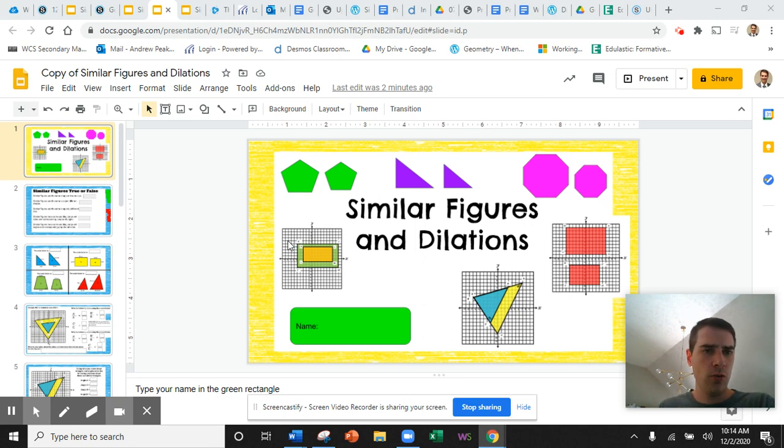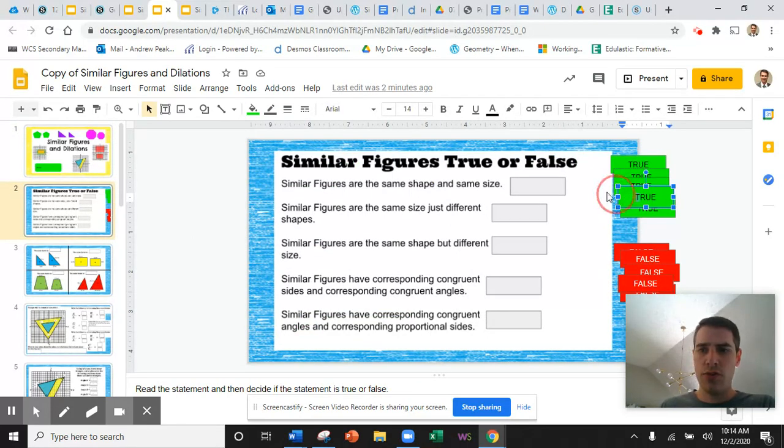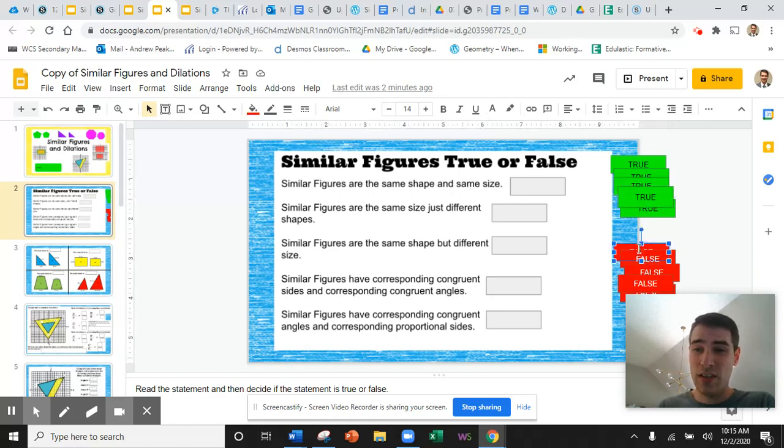All right, so this is just a little helpful tips if you're working on this Google Slides and you're struggling with how to answer some of these questions. So for this first one here, you're just going to simply drag over the true/false answers and drop those down here. In this case, I'm not even really looking at it, but let's see. Similar figures are the same shape and same size. Not always the case. They can be bigger or smaller, so drop those over. I'd say false for that first one.